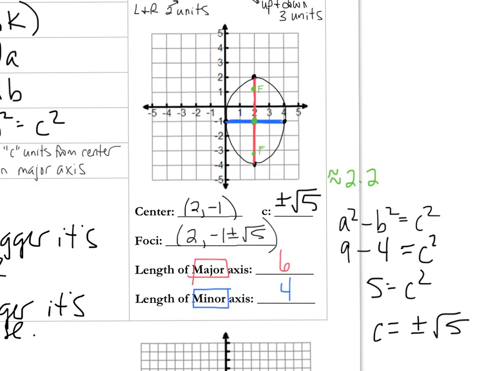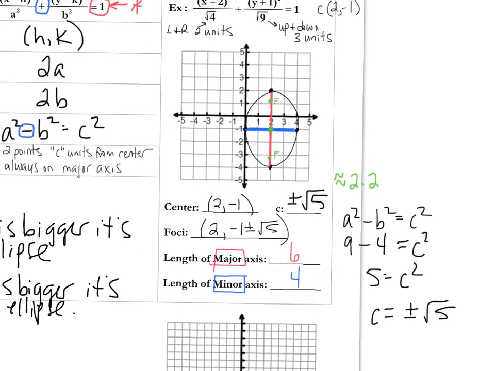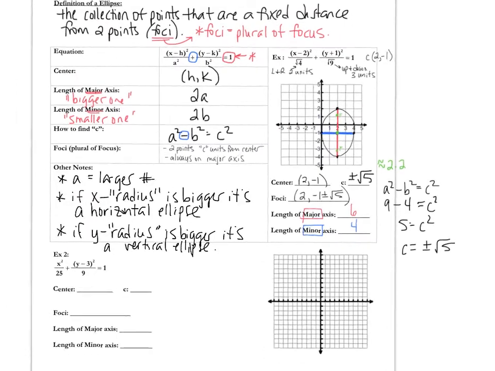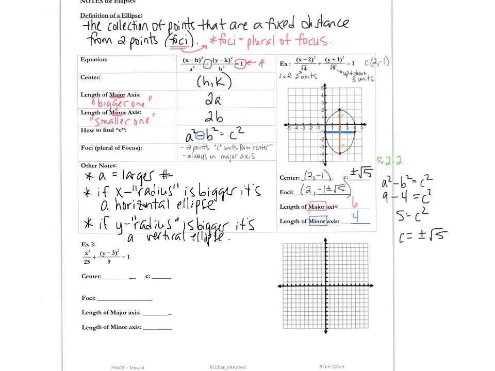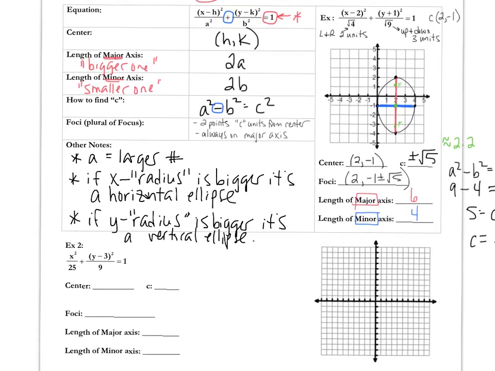You do need to make note of a couple important things. The Pythagorean Theorem type of equation, that's what you're going to use to find the foci no matter what. And always keep in mind that the foci are located on the major axis always. So if this was a horizontal ellipse, then my foci would be located on the horizontal part. Okay, so it's kind of a lot of information.